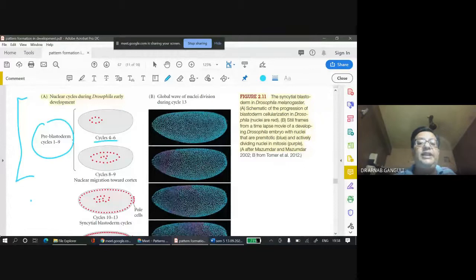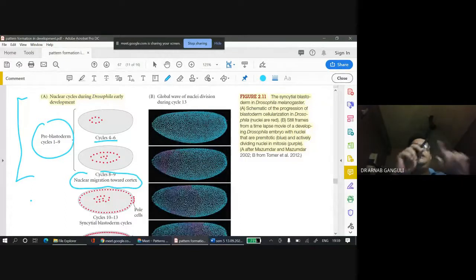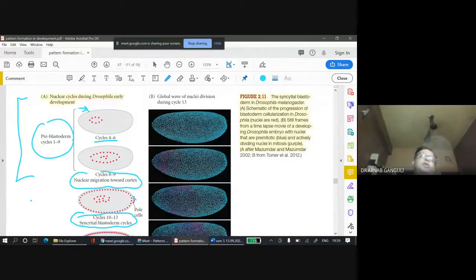Cycles 4 to 6, it's like this. Cycle 8 to 9, the nuclei migrate towards the cortex. Cortex means the surrounding border. This border is the cortex. Outside region is cortex, inner region is medulla. From kidneys, you may know. Then cycle 8 to 9, the nucleus migrates towards the cortex, and then cycle 10 to 13. A syncytium is that there is a division of the nucleus, but the cytoplasm doesn't divide. So in one cell, you'll find many nuclei. Insect development shows these stages.